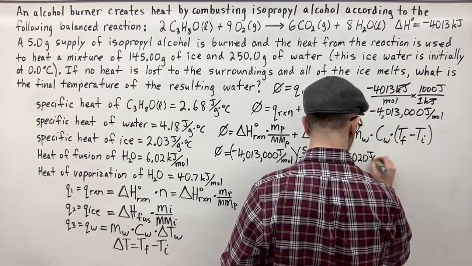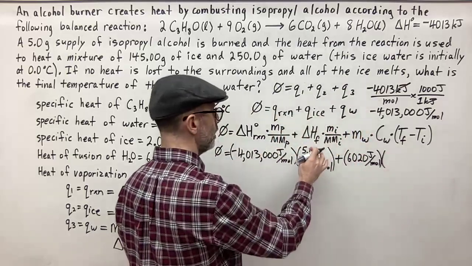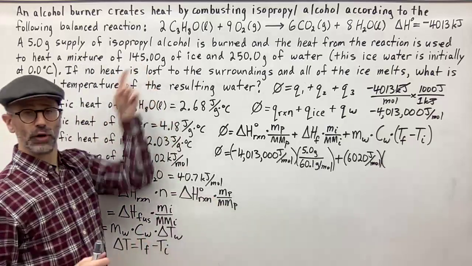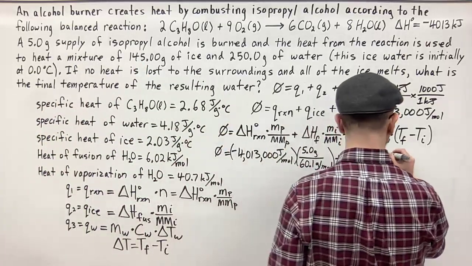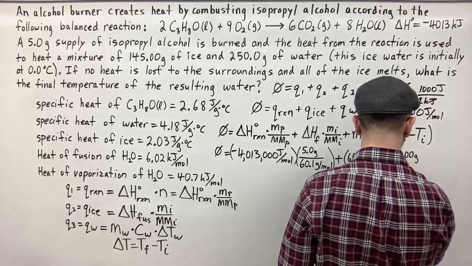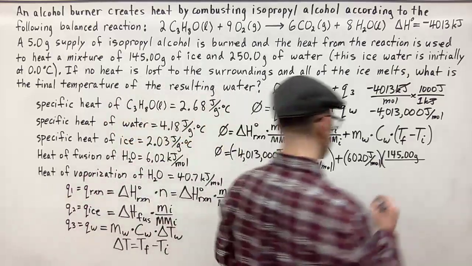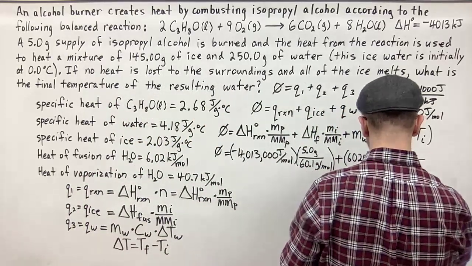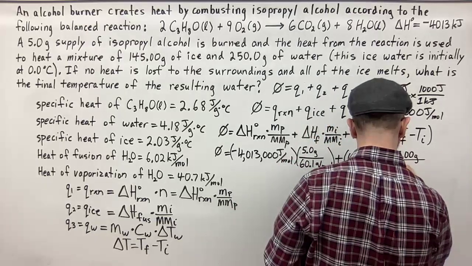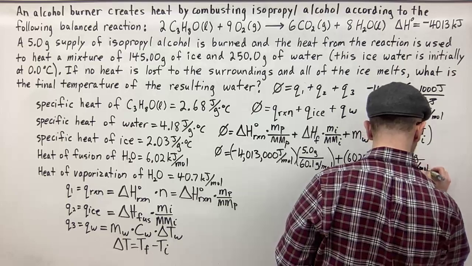So that's going to be 6,020 joules per mole, multiplied by, again, the mass of the ice, and the mass of the ice is 145.00 grams. So that's going to be 145.00 grams over the molar mass of ice, which is water. So the molar mass of water is going to be 18.016 grams, and again, grams per mole.